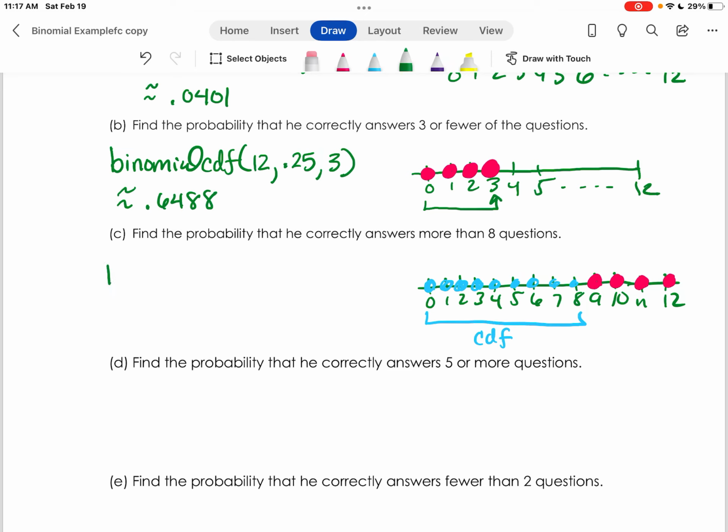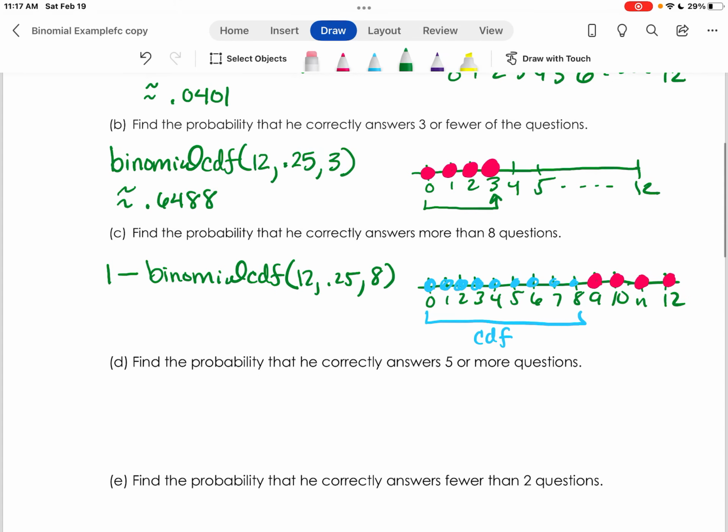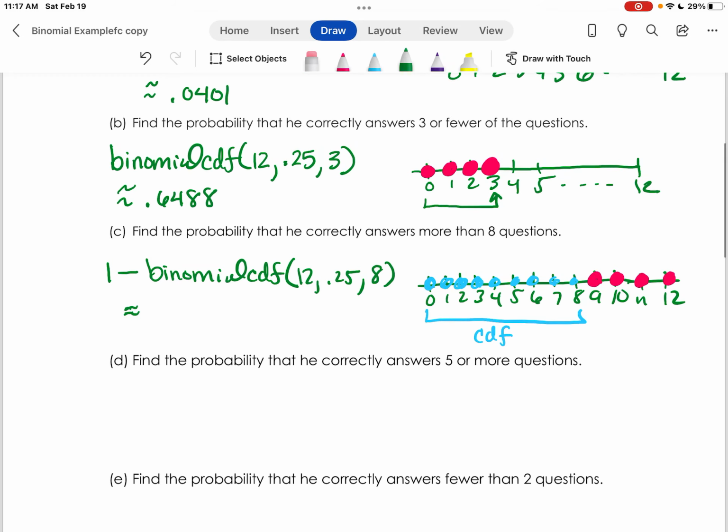So we're going to do 1 minus the binomial CDF. And we're going to subtract off the CDF of all the values from 0 up to 8. Now, when we do that, we're going to get a really small value. We're going to get 3.9 e negative 4.